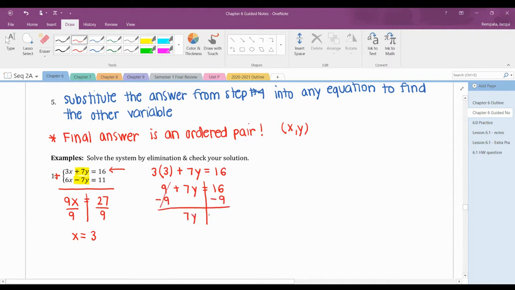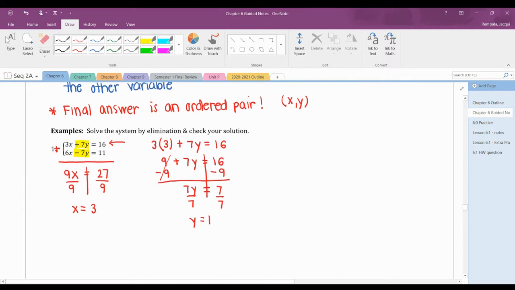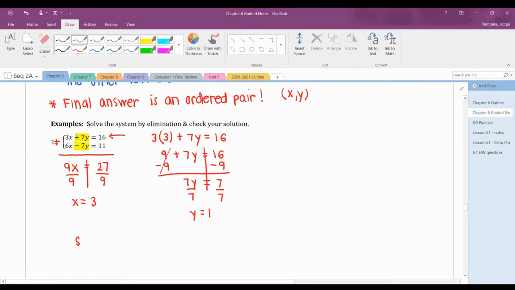We're still left with a 7y on the left. 16 minus 9 is going to give me 7. I'm going to divide both sides by 7. And so 7 divided by 7 is 1. Remember, our solution, our answer, in this case, is an ordered pair where we want x first, which we just found to be 3, and y second to be 1.